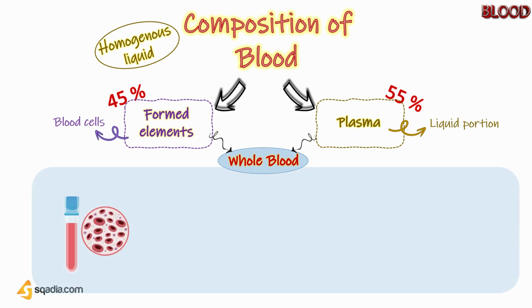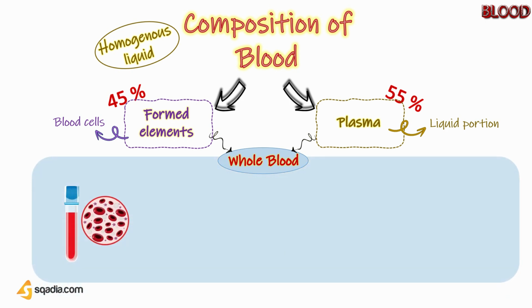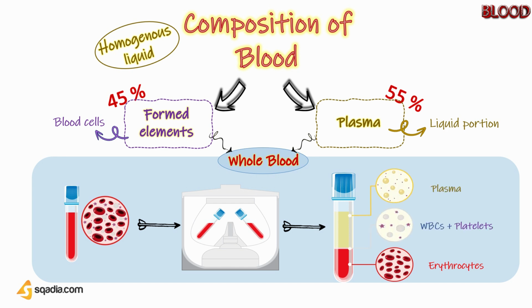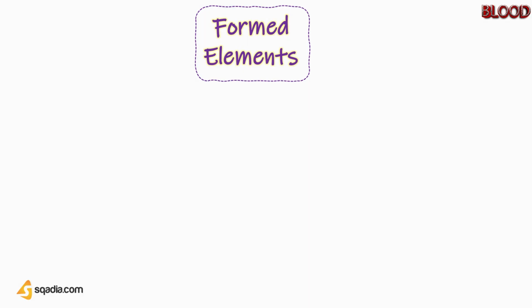When a blood sample is spun in a centrifuge, the heavier formed elements, that are normally red blood cells, sink, whereas the plasma rises to the top. A thin, whitish-colored layer called the buffy coat is present at the point where the RBCs join the plasma. This layer is made up of leukocytes and platelets. Let's learn in depth about these structural components of blood, starting with formed elements.